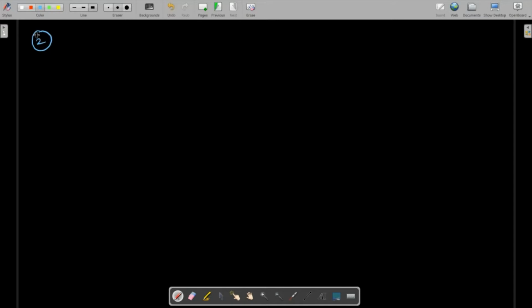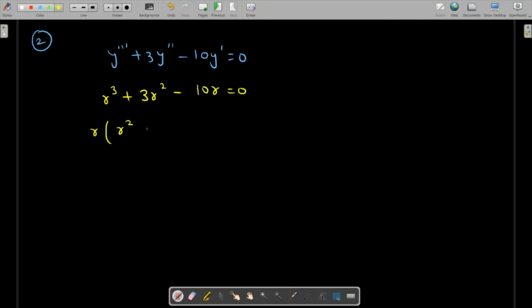Let's talk about the second question. So we have y''' + 3y'' − 10y' = 0. So the characteristic equation is going to look like r³ + 3r² − 10r = 0. We're going to take r out, so we are left with r² + 3r − 10 = 0.